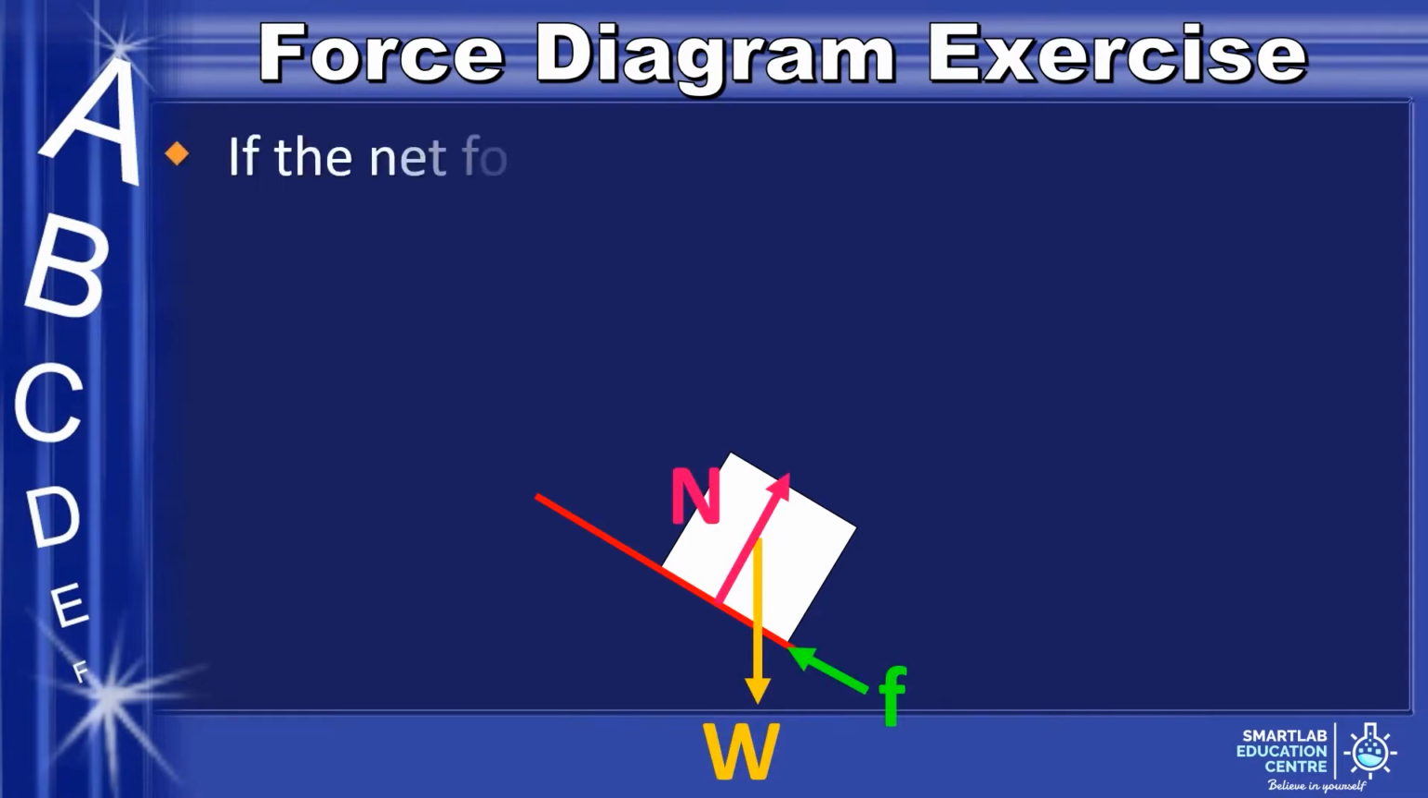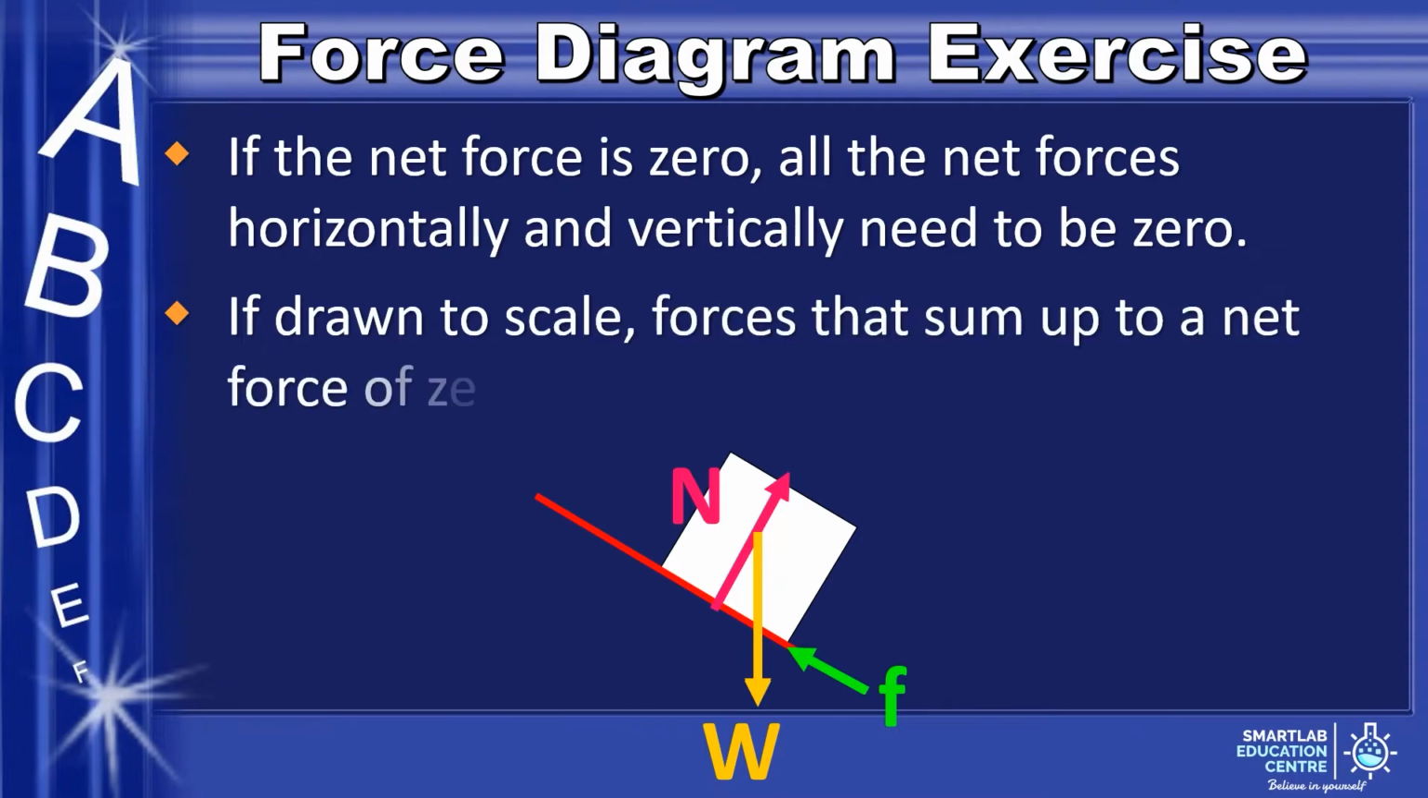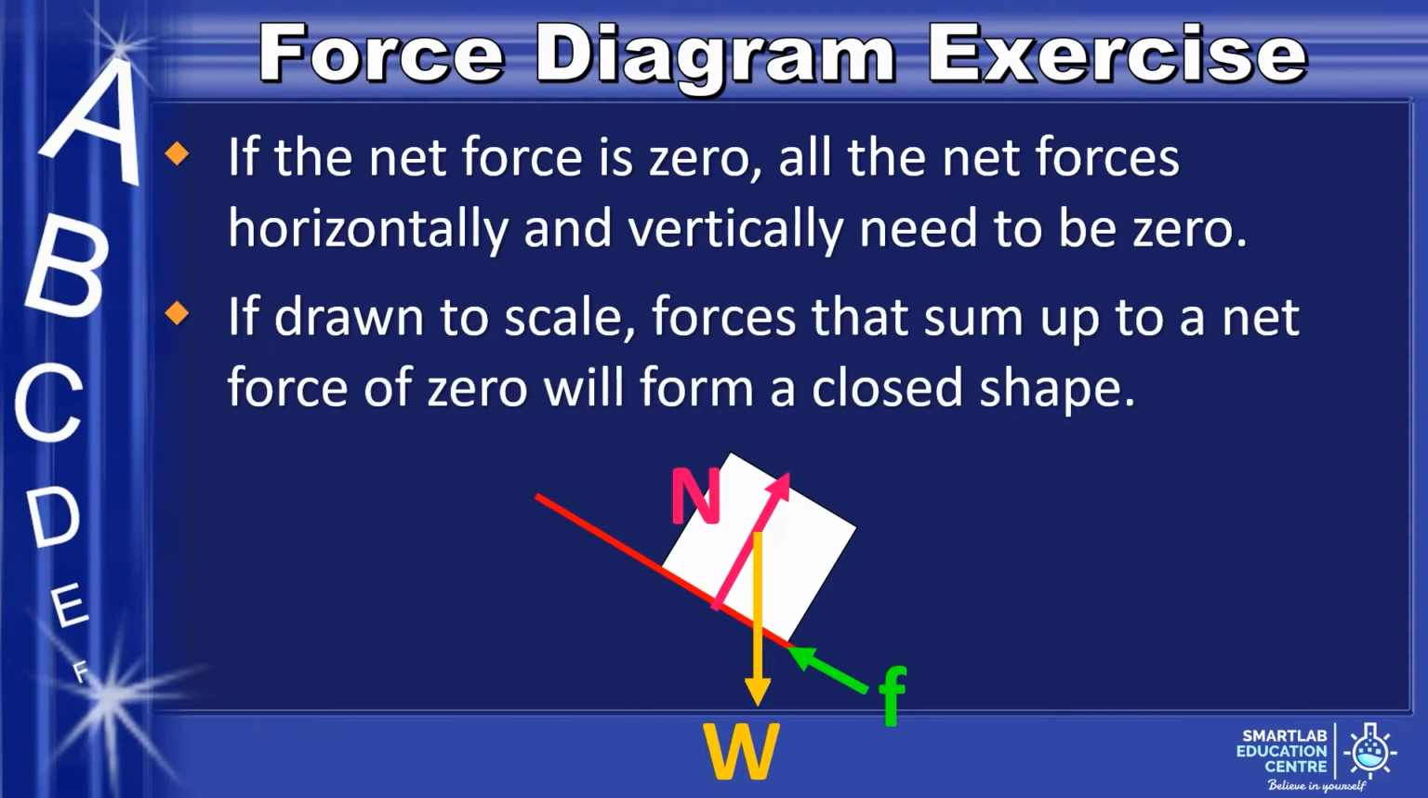Take note that if the net force is 0, all the net forces horizontally and vertically need to be 0. If drawn to scale, forces that sum up to a net force of 0 will form a closed shape. As seen below, the force diagram forms a closed triangle.